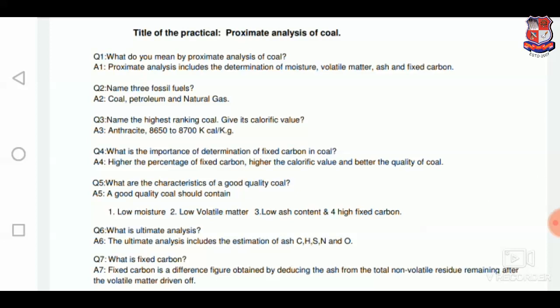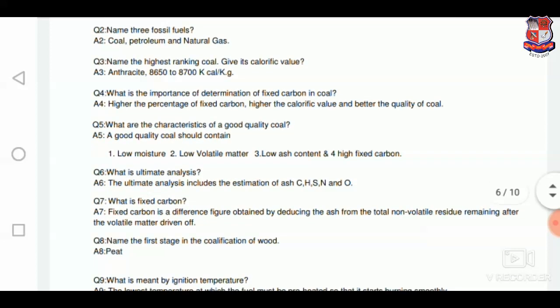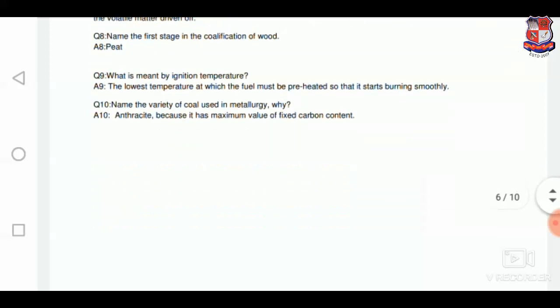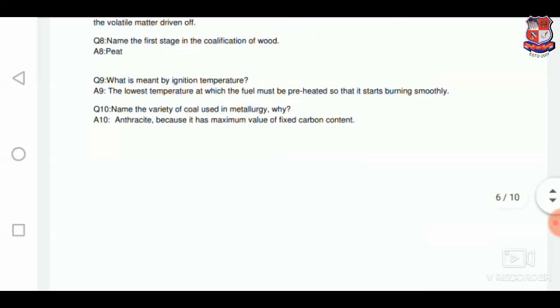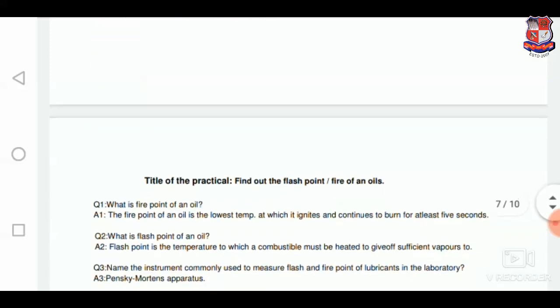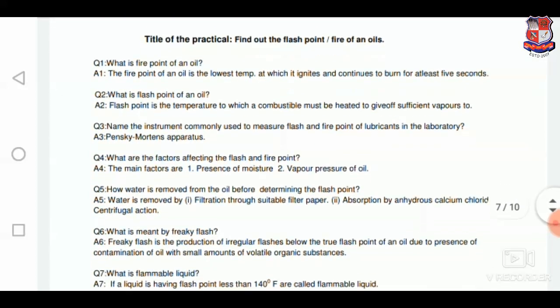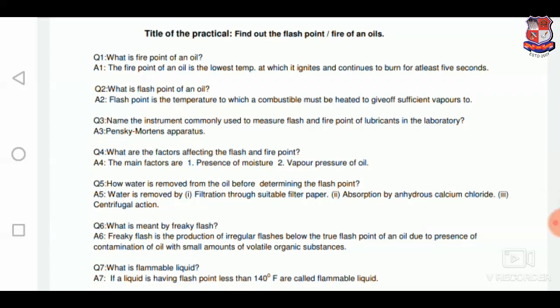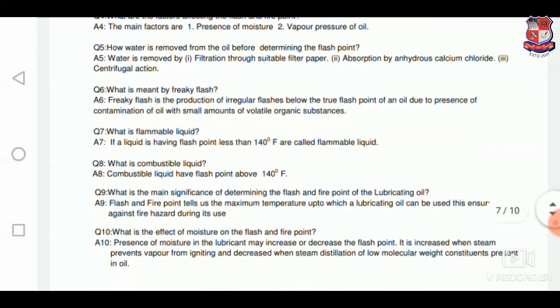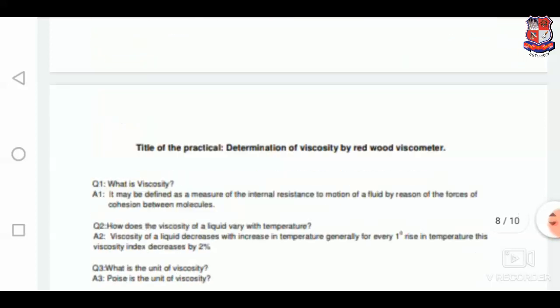Approximate analysis of coal. These are some of the questions that may be useful for that. Flash point, fire point and oils. These are some of the other questions indicated over here.